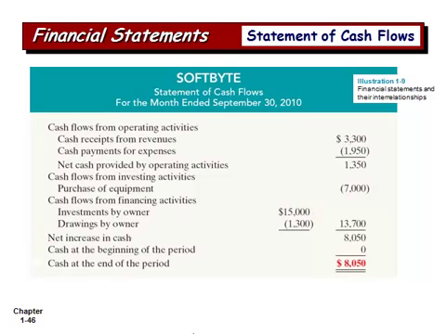We had from revenues, cash receipts of $3,300. We had expenses outgoing of $1,950. So our net cash provided from operating was $1,350. We purchased equipment that used $7,000 in cash, but we had a net difference of $13,700 that the owner contributed. So it leaves us with, we started the month, obviously we're a new business, with no cash, and we ended the month with $8,050 in cash.